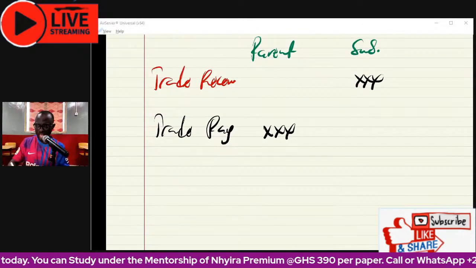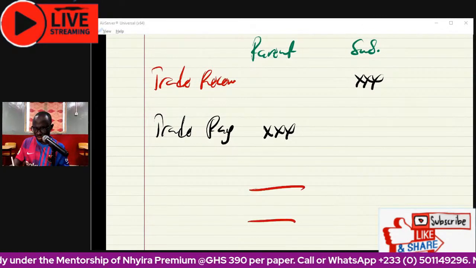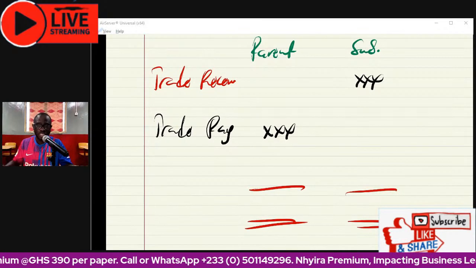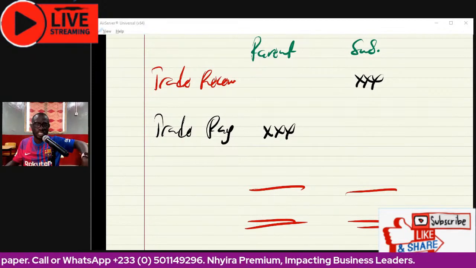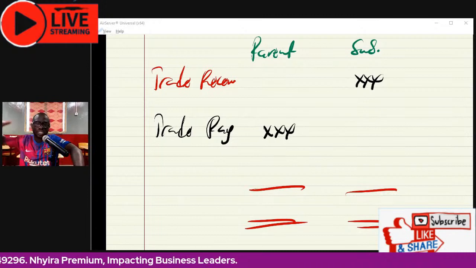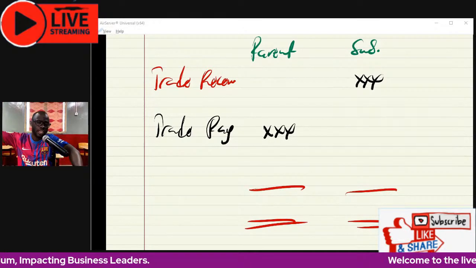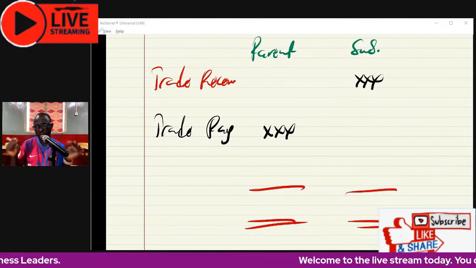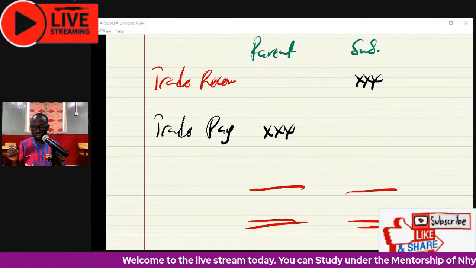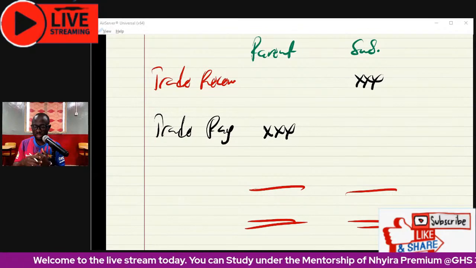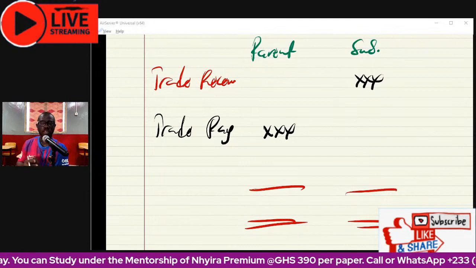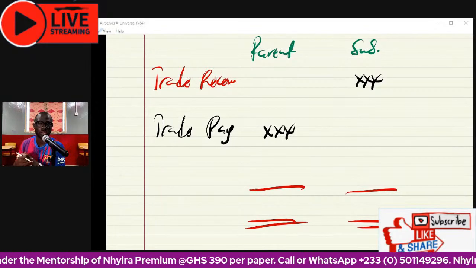Ideally, at the end of the day, we expect these accounts to be the same. In other words, in the books of the parent entity, how much they owe the subsidiary should be the same as how much the subsidiary is having in their trade receivables. But there are two reasons why something can happen for these figures not to be the same.